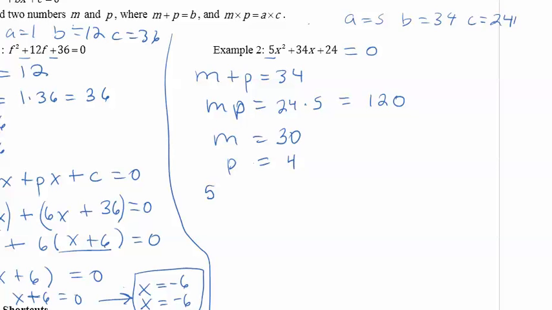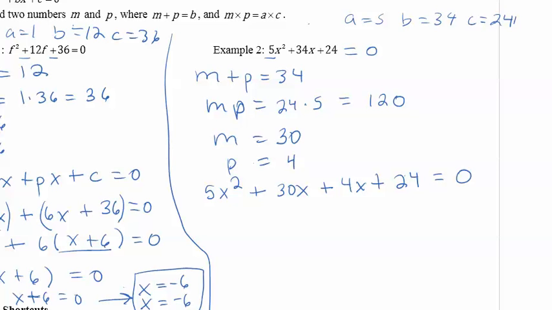so we're going to break down B into two coefficients. So it's going to be 5x squared, okay, plus 30x plus 4x plus 24 is equal to 0.